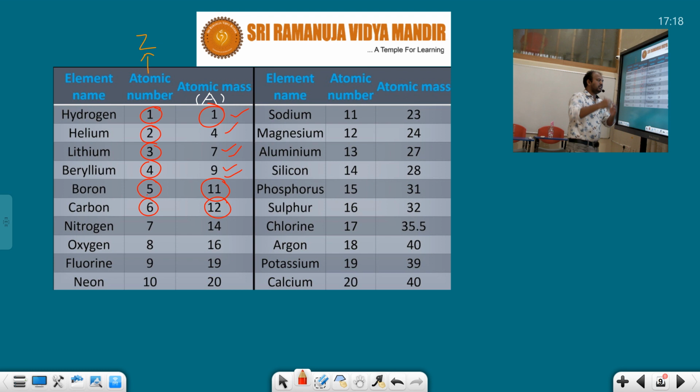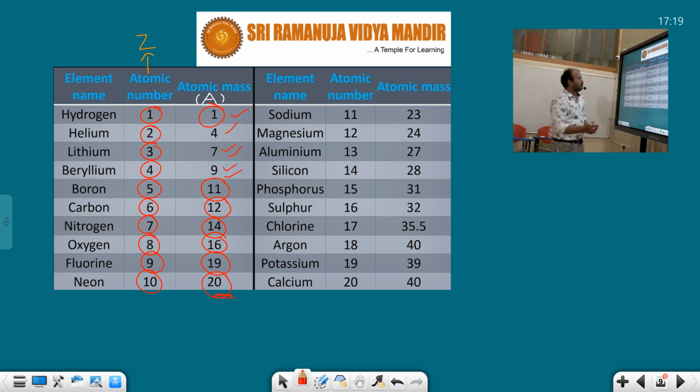Almost double this value. Nitrogen atomic number 7, atomic mass 14. Oxygen atomic number 8, atomic mass 16. Fluorine atomic number 9, atomic mass 19. Neon atomic number 10, atomic mass or atomic weight or mass number is 20.